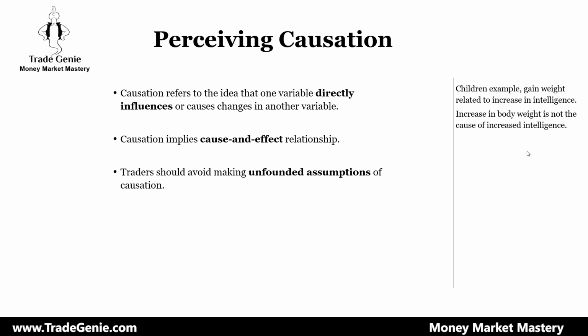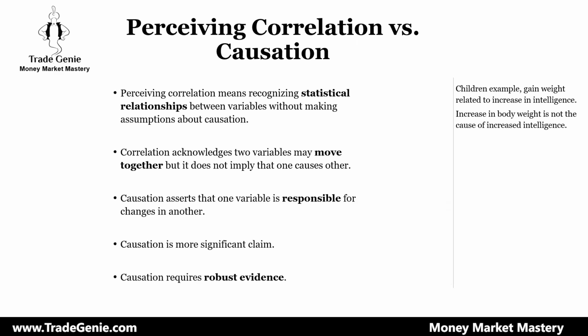So the example I read is that when children are in their teenage years, they gain weight. When they are growing, they gain weight and they are increasing their intelligence. So we cannot say that because my son grew up and gained some weight, that's why he became intelligent. That's not the reason he became intelligent, because he gained weight. So think about that: the difference between correlation versus causation.